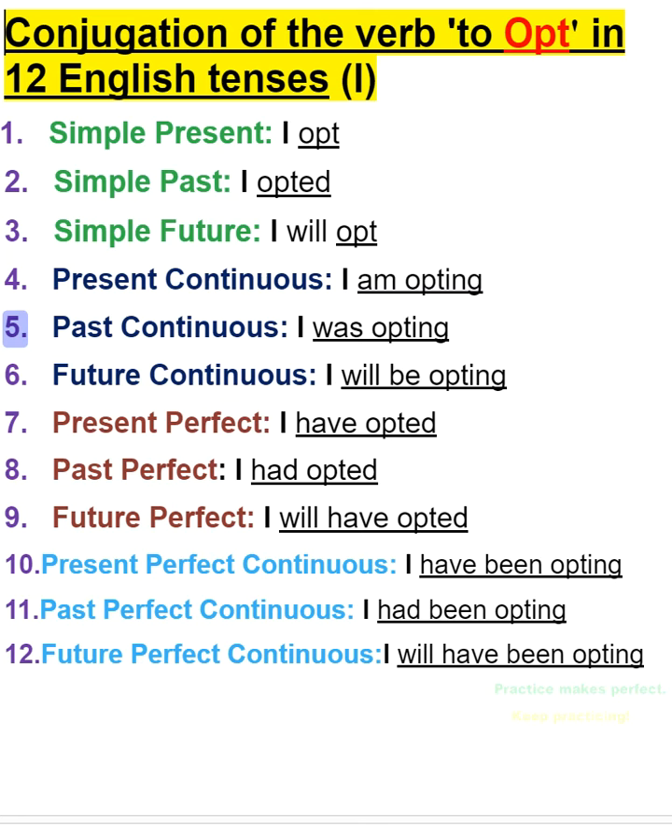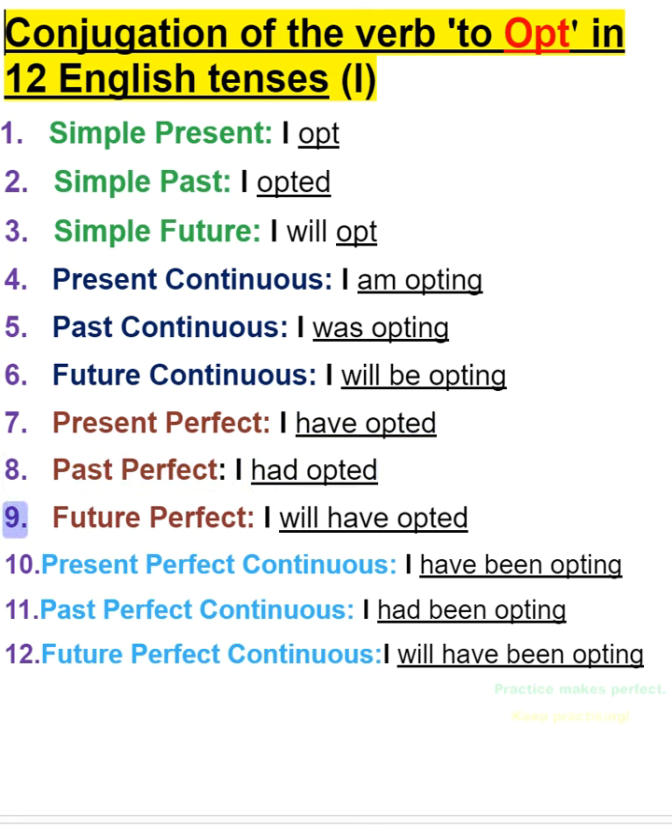5. Past continuous, I was opting. 6. Future continuous, I will be opting. 7. Present perfect, I have opted. 8. Past perfect, I had opted.